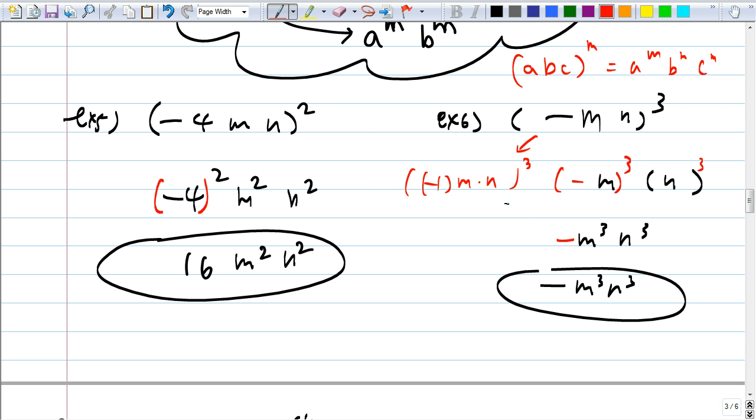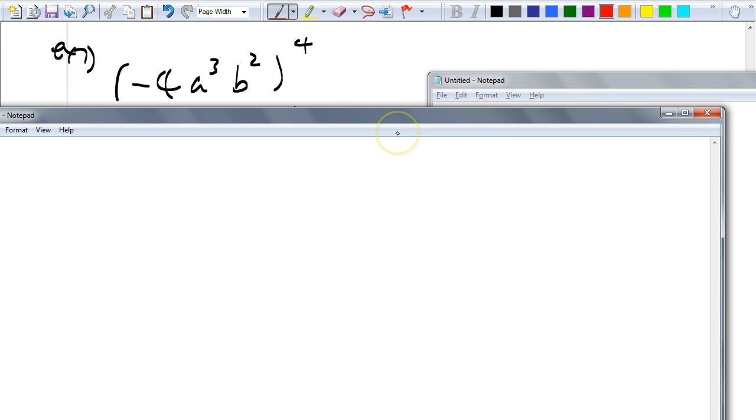Could you think of it this way? Then if you did this, what do you get? (-1) to the third, m to the third, n to the third, and do we get the same answer? Right? Because isn't that really an invisible 1? You could think of that invisible 1 as its factor. So you could think of this as a factor of this whole thing. Right? Any question? Okay, let's do one more then. Here's example 7. Go ahead.